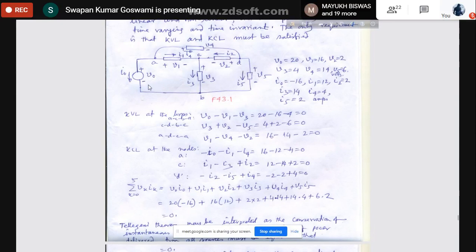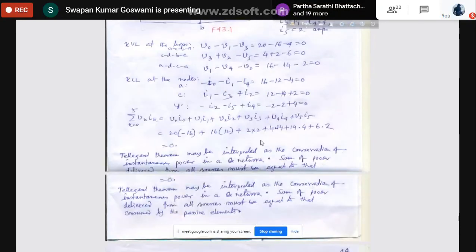So the sum of V0 I0, V1 I1, V2 I2, V3 I3, V4 I4, V5 I5. You take the summation, put the values, and you are getting 0 here. That means the sum of instantaneous power of all the elements of the circuit is 0. That means we may interpret Tellegen's theorem as the conservation of instantaneous power in a network. The sum of power delivered from all sources must be equal to that consumed by the passive elements.